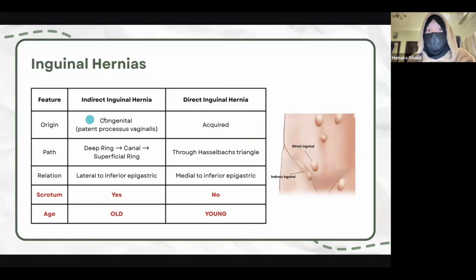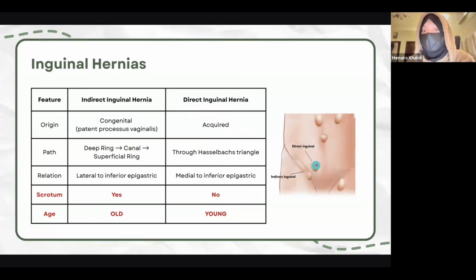What is the difference? The indirect one, which is this one, is usually congenital, which means you have a patent opening. It usually descends down to the scrotum, okay? And this one, the direct one, is usually acquired. The path is that the hernia travels from the deep ring through the canal to the superficial ring. You see how this is so long? The hernia started off here, but it kept moving through the inguinal canal and it's now here in the superficial inguinal ring. Okay? And the direct inguinal hernia is going to pass through the Hesselbach triangle.